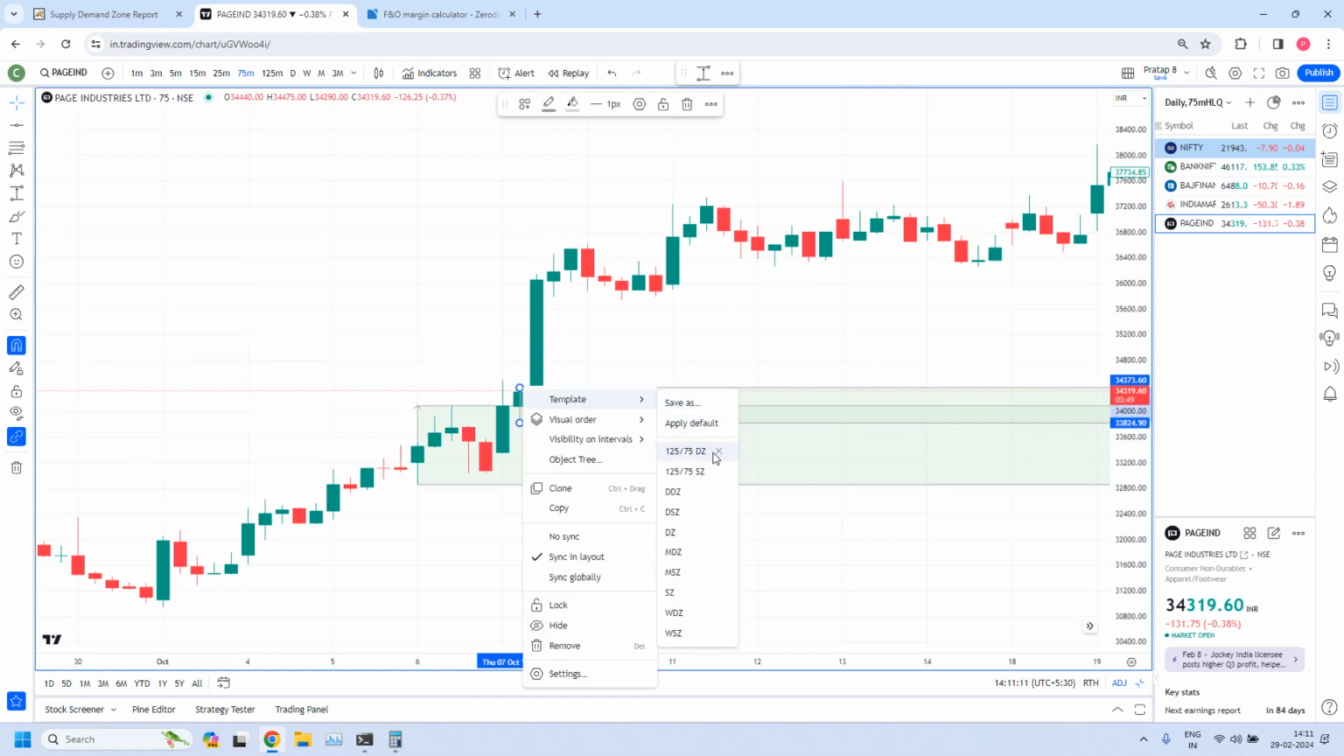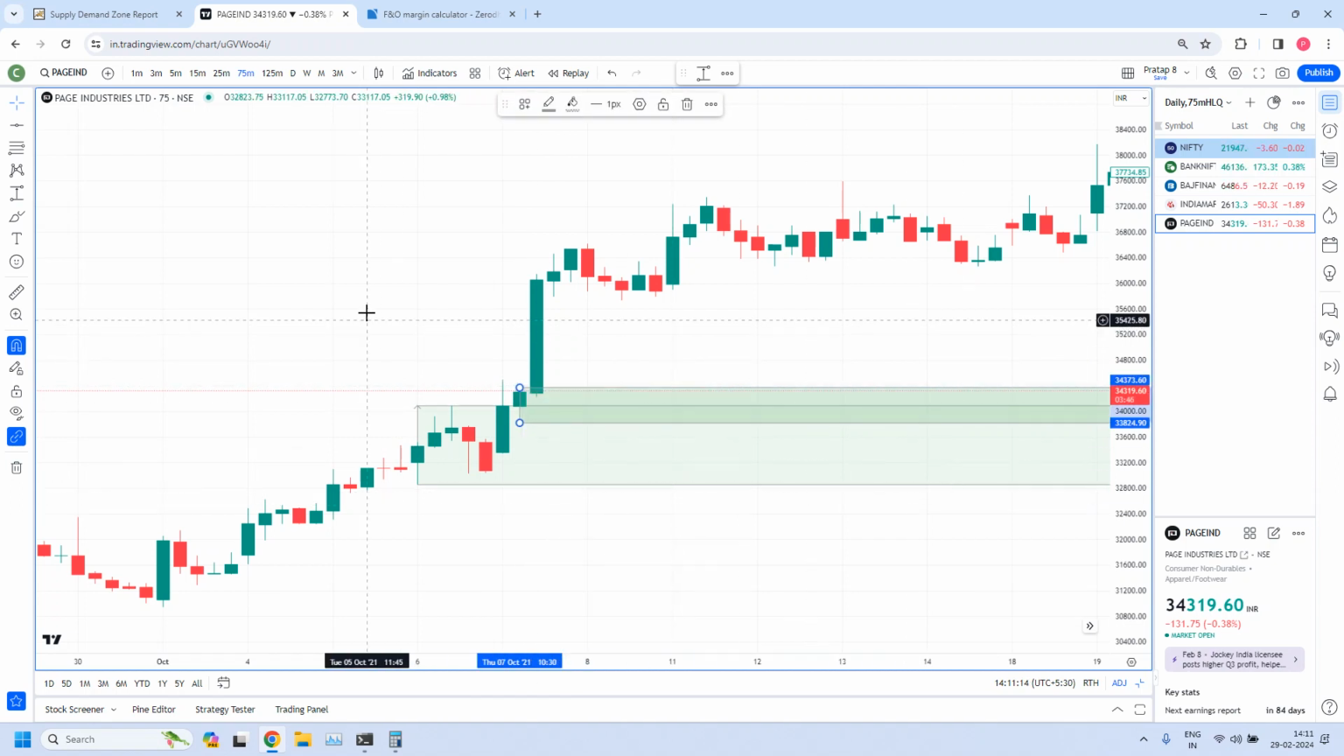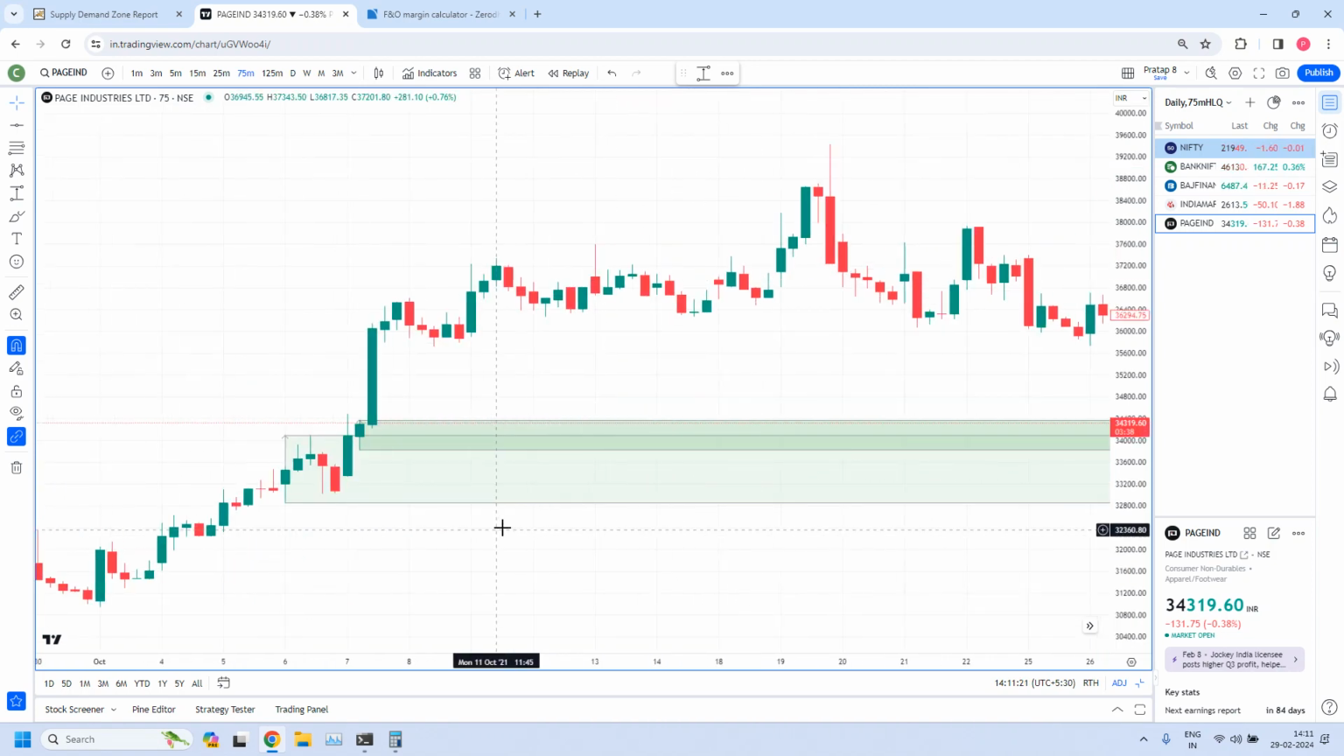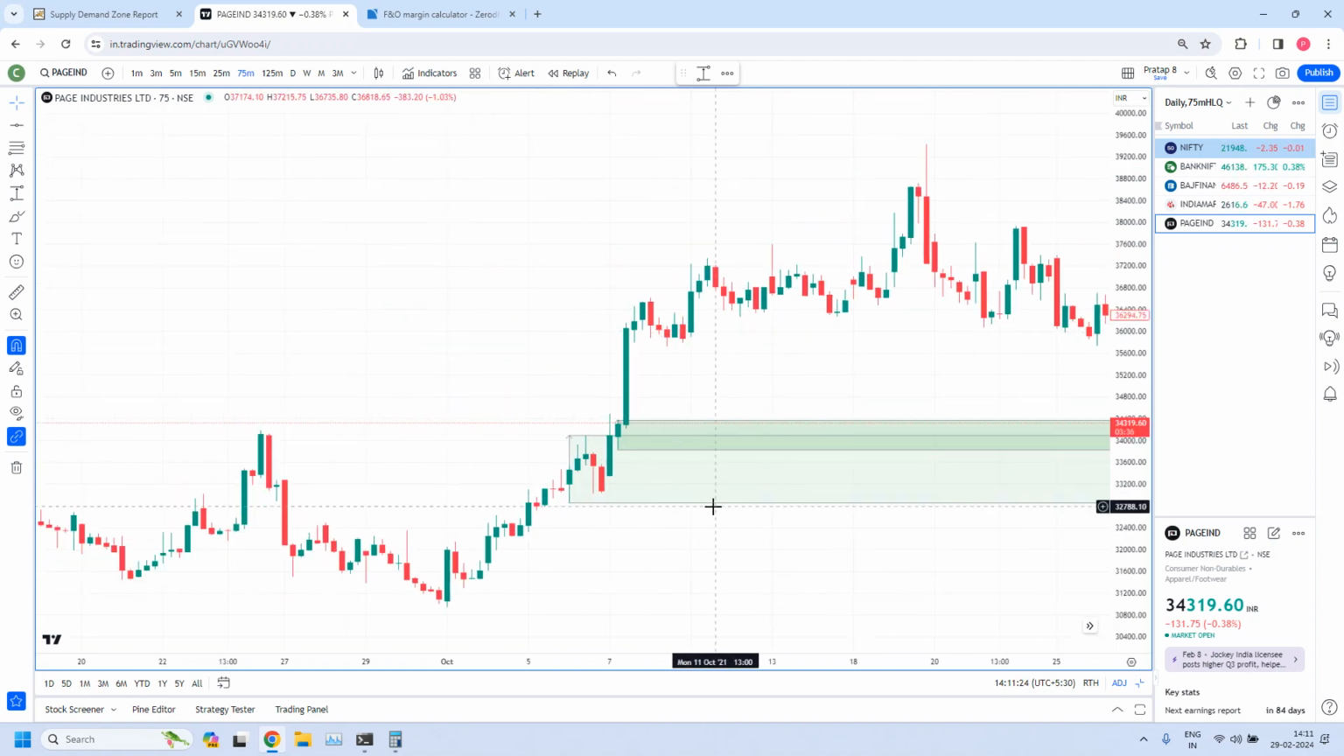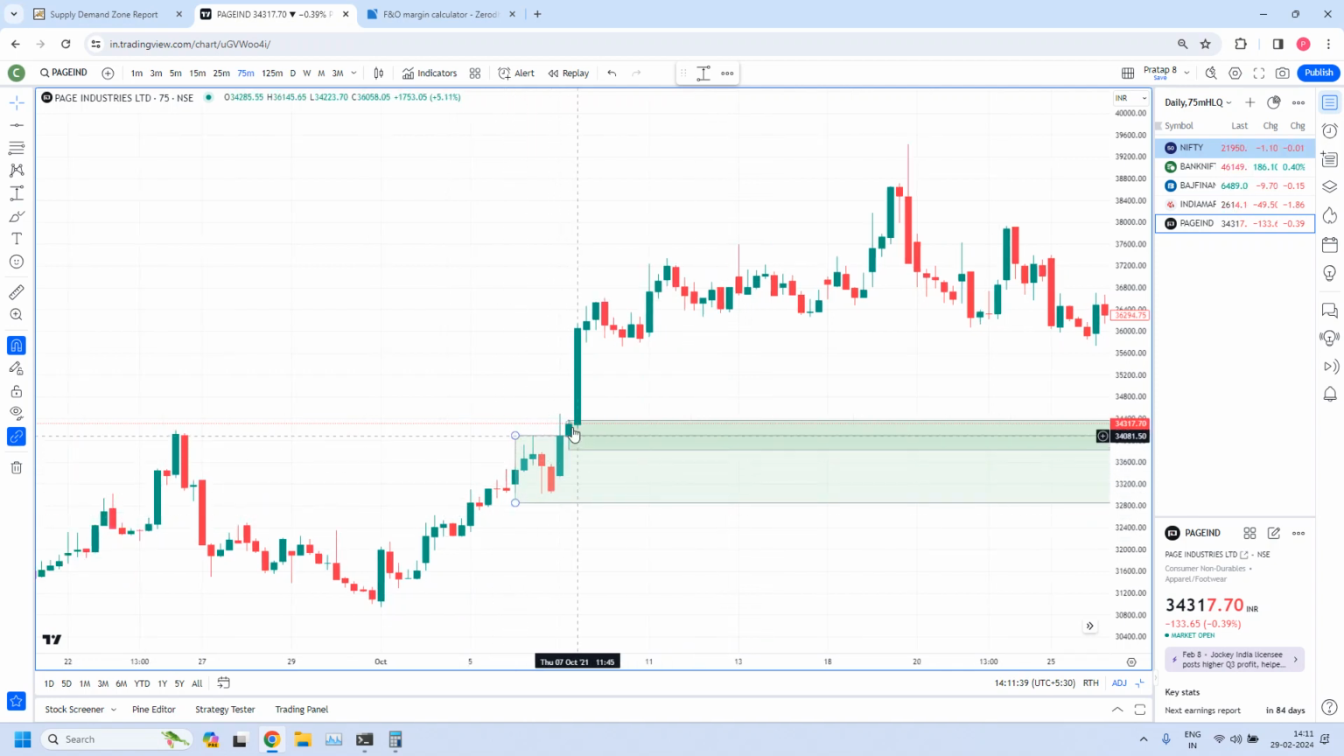Let me change the color. Because for the daily zone I am giving the weekly color, and for the 75 minute zone I am giving the daily color. The reason is that up to 15 minutes and 5 minutes we can get different colors. Generally I use the same color for 5 minutes and 15 minutes, and sometimes that is a big confusion. That's why for 15 minutes I am giving the 75 minutes color, and 5 minutes gets its own color.